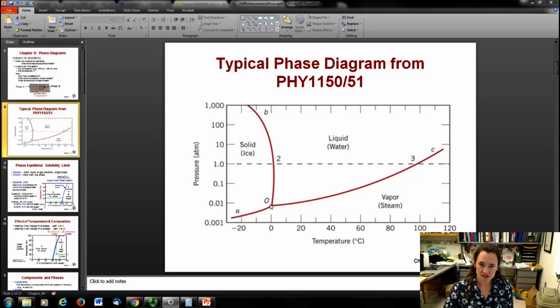Where all these lines intersect, that's known as the triple point. And the really fun thing about the triple point of water is, of course, it can be in all three phases at once, solid, liquid, and gas, all at the same time, which is kind of fun. So that's a little bit of a reminder of what's going on with material in these kinds of phase diagrams.